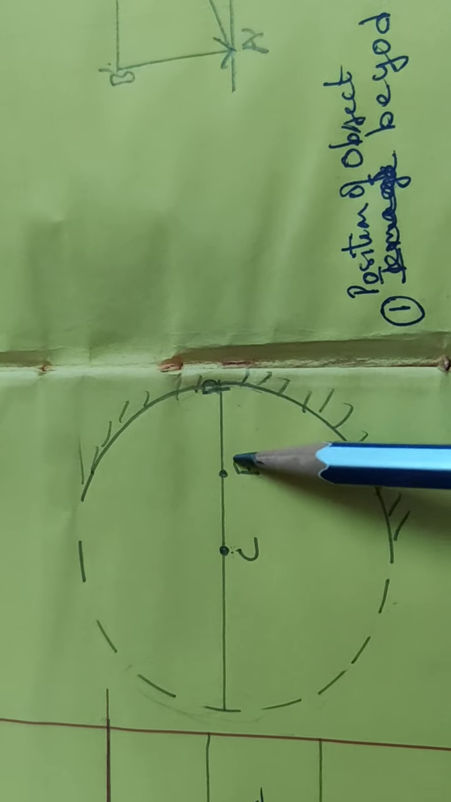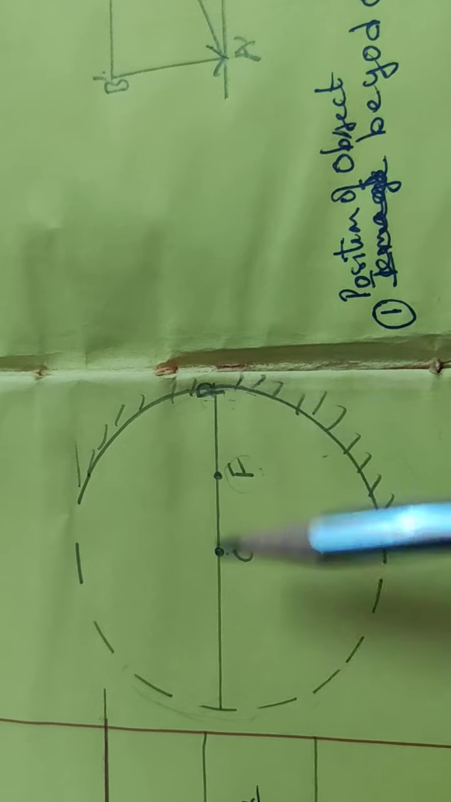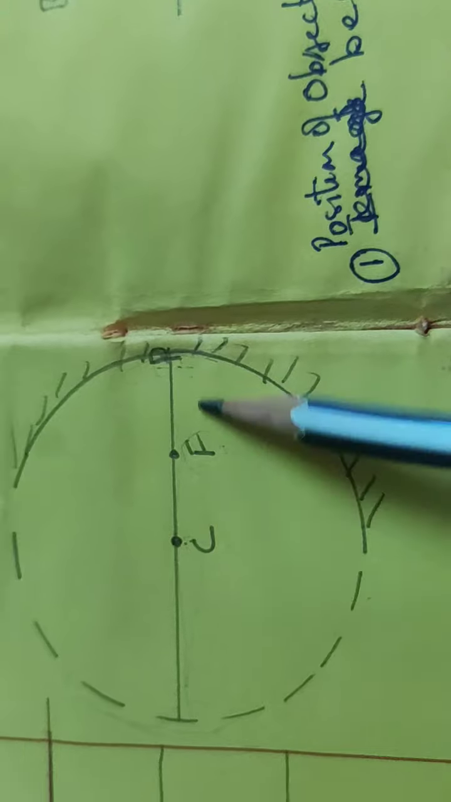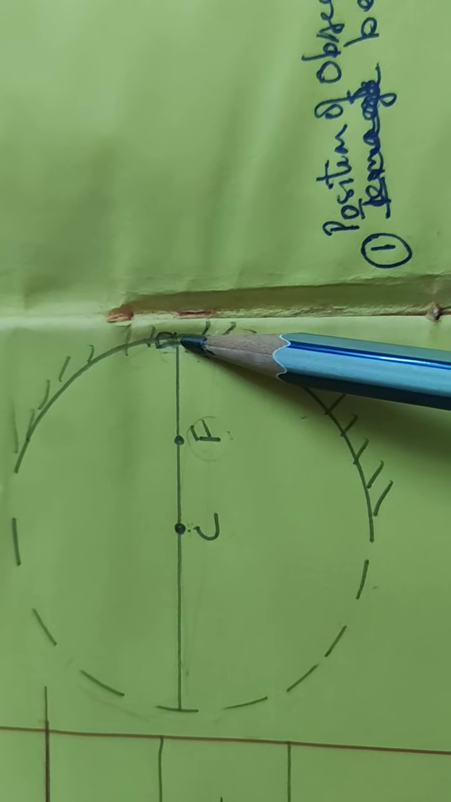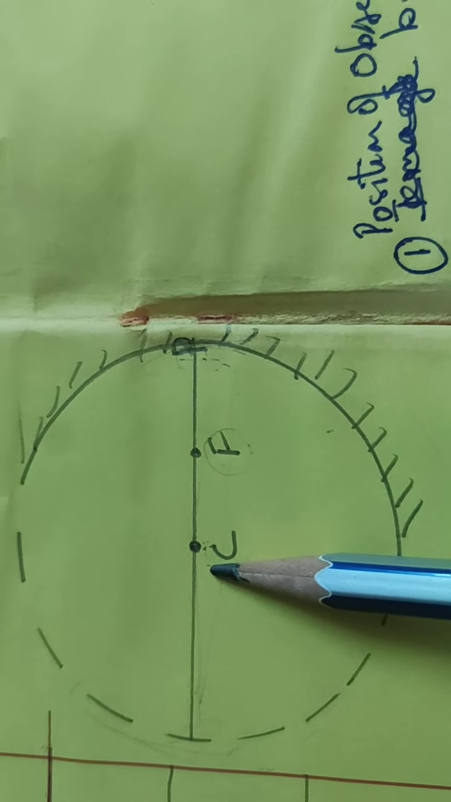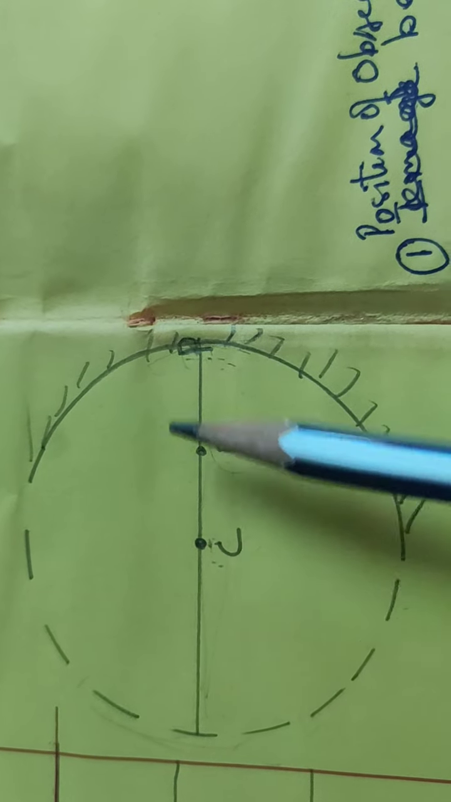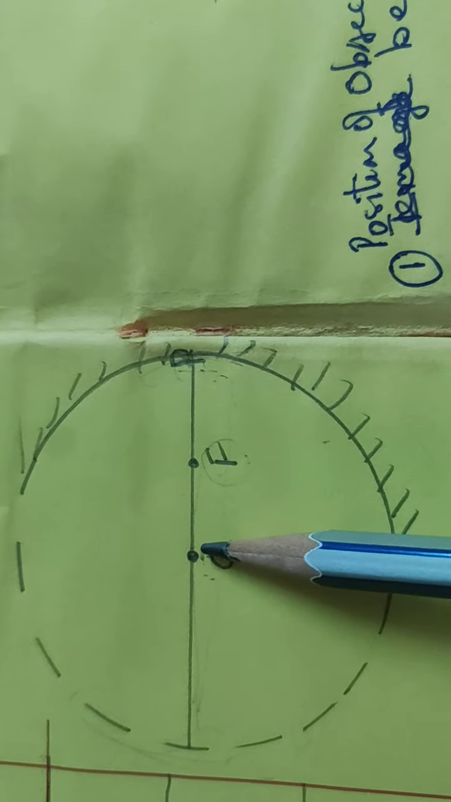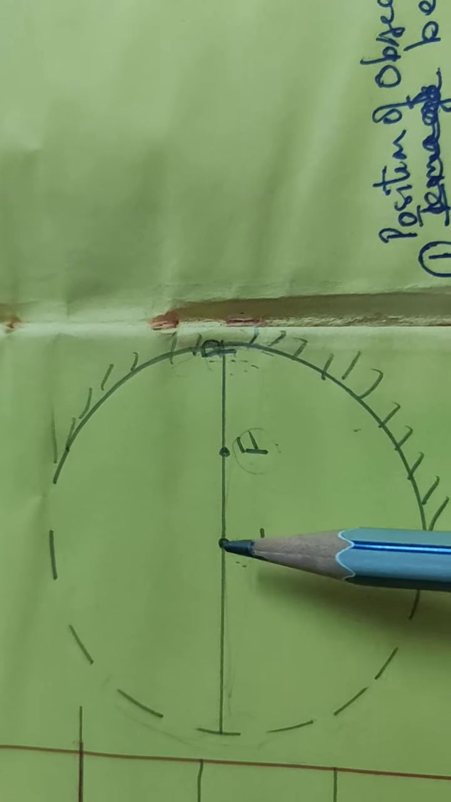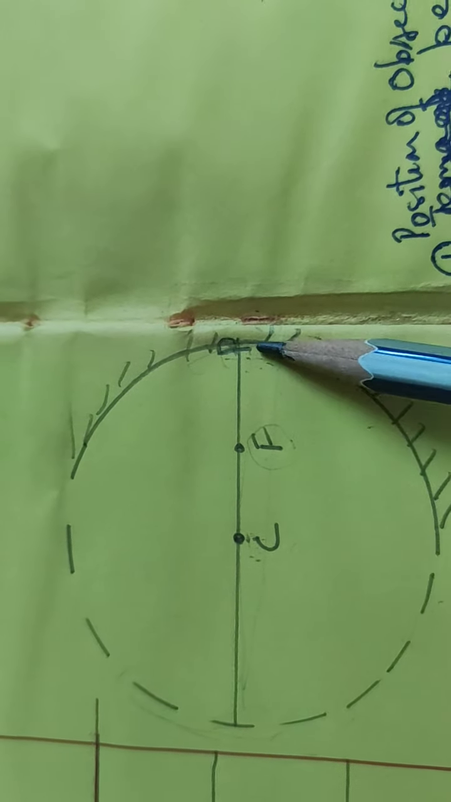Now you can see I have written a letter F. Before that, it is written P here. So what is P and what is this line all about? This line is known as the principal axis. It passes through the center of curvature. What is the center of curvature? It is the middle point of the whole sphere. So the axis that passes through the center of the mirror and the center of curvature is known as the principal axis.